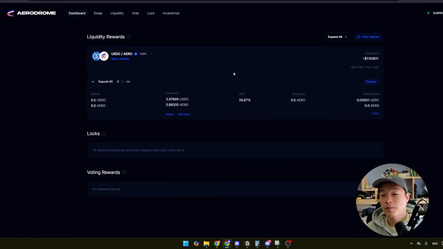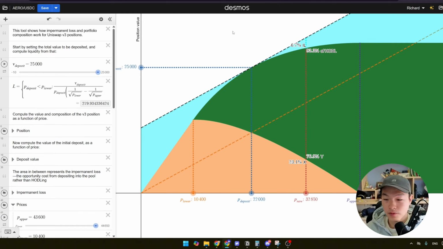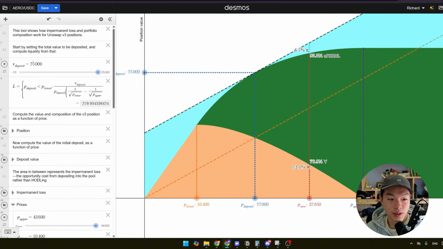So let's say you deposit $500 in USDC and $500 in Aero. If Aero goes down in price, you might be ending up with $900 or $800 of liquidity, but then the ratio would still be 50-50, right? If your LP value is at $800, maybe $400 is USDC, and then another $400 is in Aero token. So that's something to realize. And I could run through the simulation for you really quickly here.